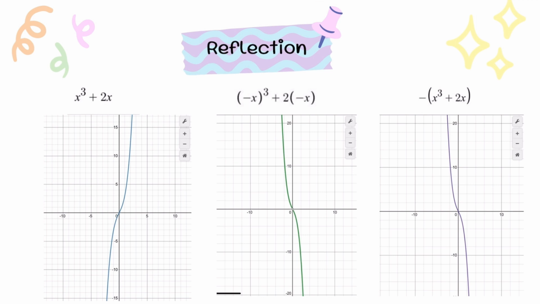Then we put a negative for the whole default equation, which is negative bracket x cubed minus 2x bracket. The graph will be reflected on the x-axis, as you can see on the graph on the right. This is a vertical reflection, and the outcomes of both horizontal reflection and vertical reflection of cubic function graphs look the same. As you can see, the middle one and the one on the right actually look the same after it undergoes reflection.